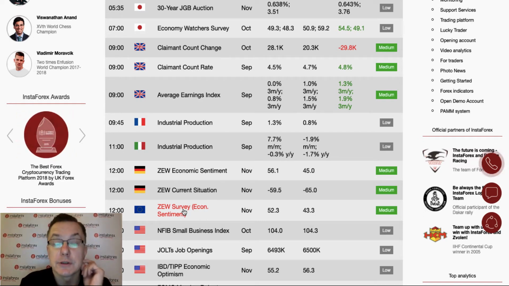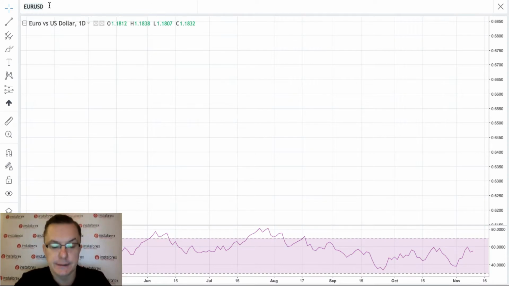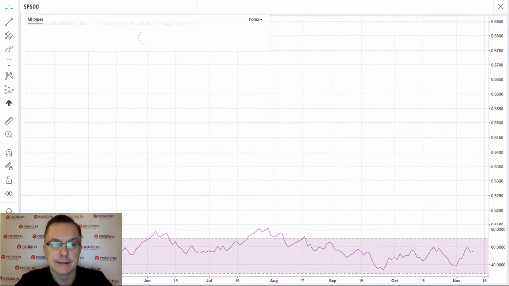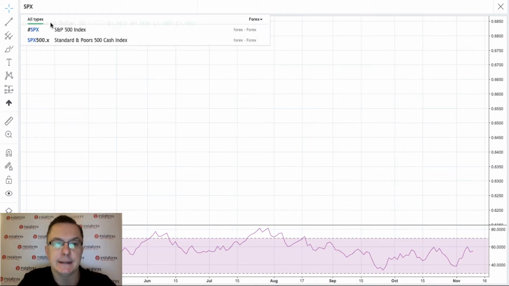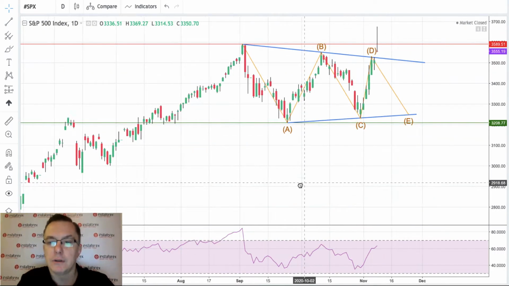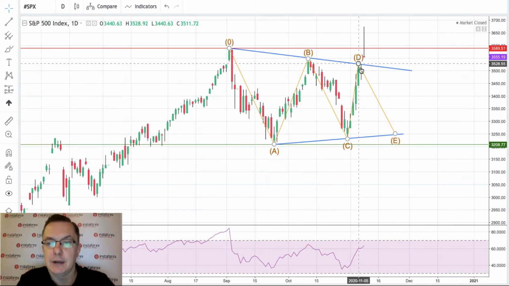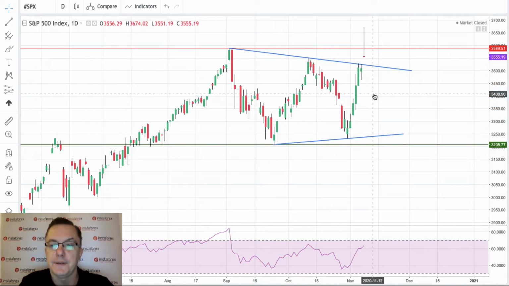So I think we should take a look at the American indices today, because they made some interesting moves. Let me just put up the SPX. There you go, the S&P 500 index. So what is going on? Look at this. Our idea of a triangle is now invalidated.